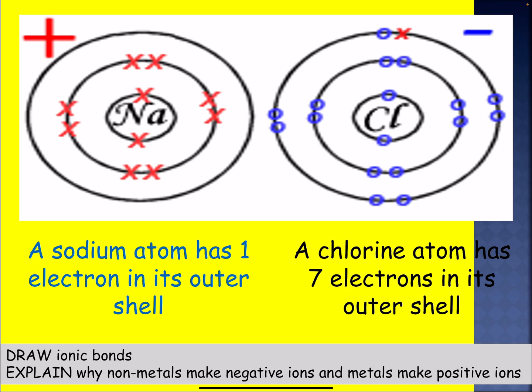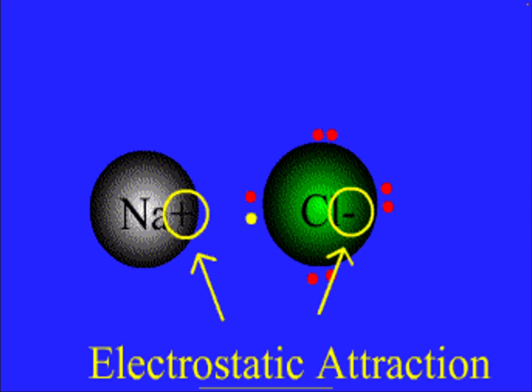Now this results in the chloride ion having a full outer shell of 8 electrons, and sodium having 2 electrons in the first shell and 8 in the next one. So the outer shell, which has 8 electrons, is now also full. We move on, and you can see that.